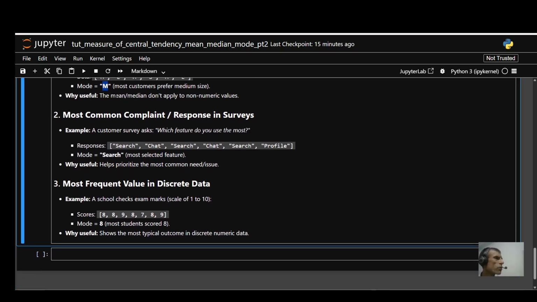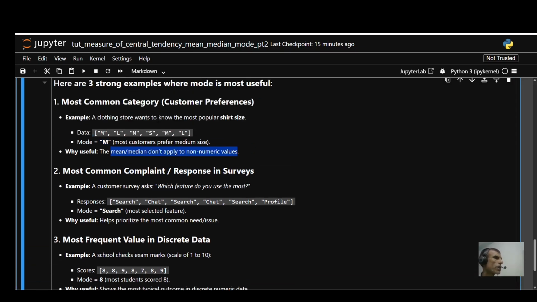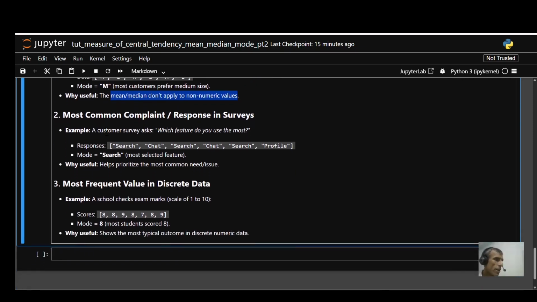Why is it useful? Because mean and median don't apply to non-numeric values. You cannot do mean or median over here because these are non-numerical in nature. Same thing with most common complaints or responses in surveys. So, for example, if you take a survey and ask which feature you use the most, it could be search, chat, search, chat. In this case, you want to use the mode, the most frequent value.